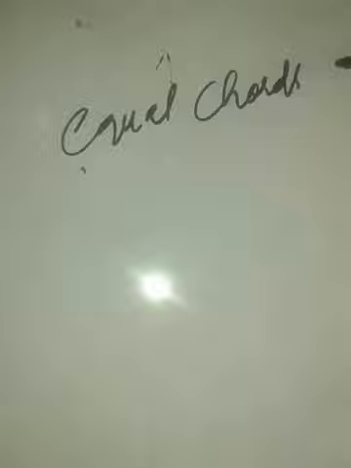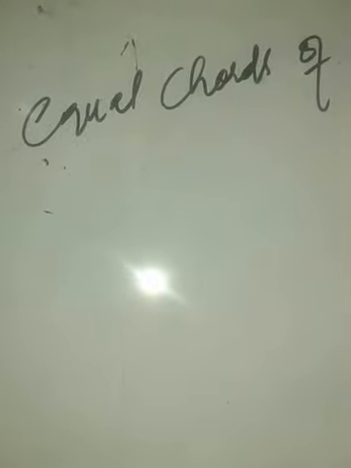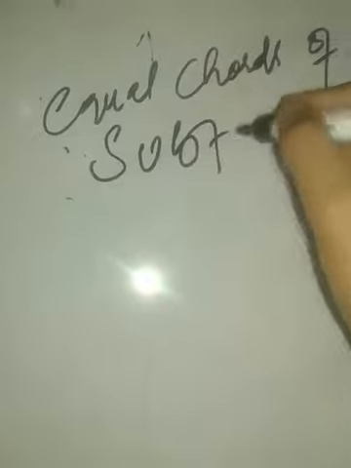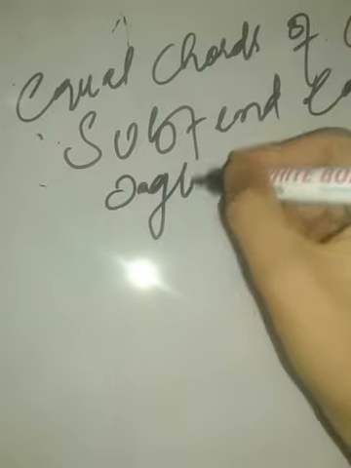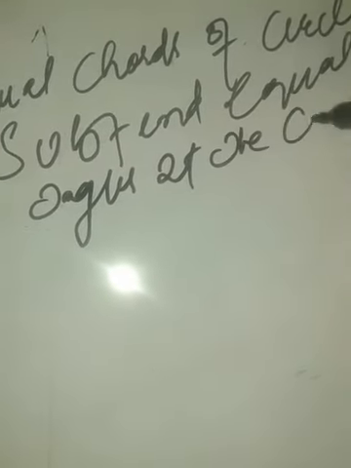Anyway, in today's video lecture we will do some theorem. It is theorem 10.1 mentioned in your textbook. We will prove this theorem: equal chords of a circle subtend equal angles at the center of the circle. I will write that statement: equal chords of a circle subtend equal angles at the center. We have to prove this theorem.